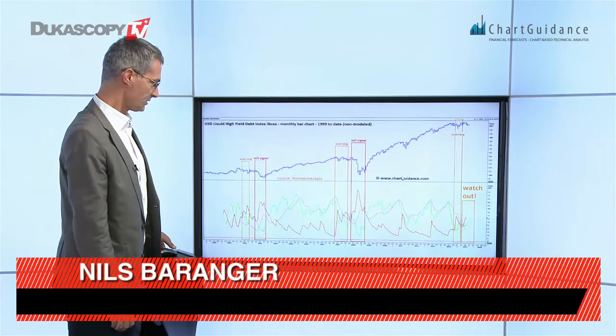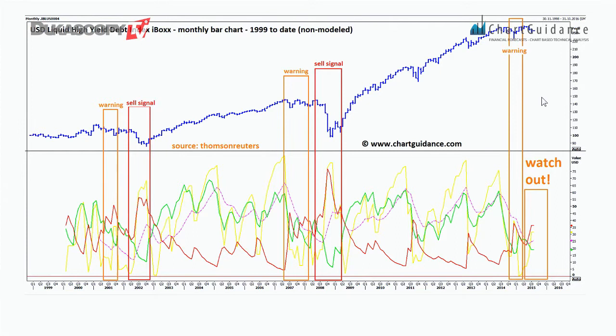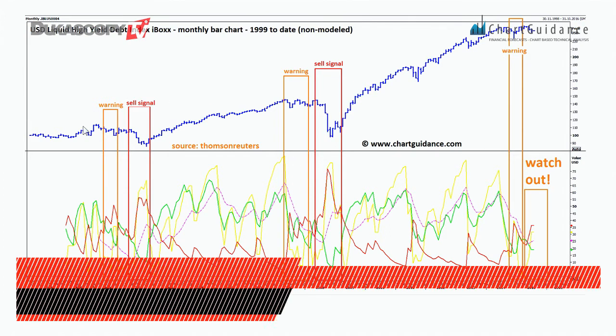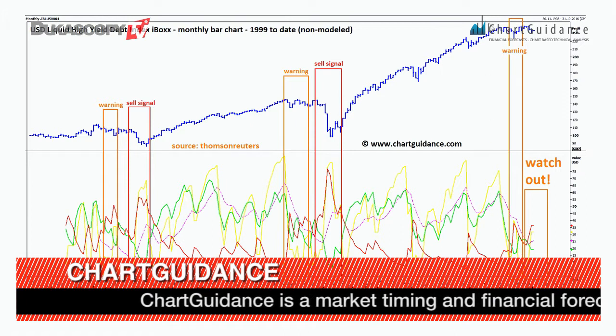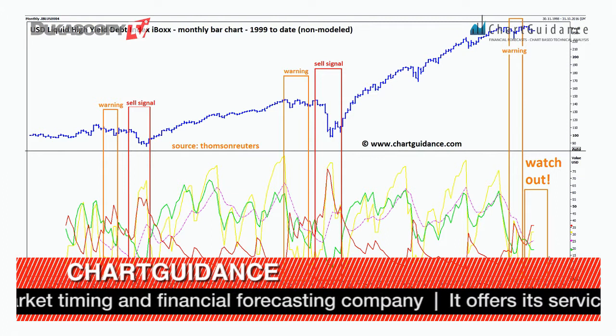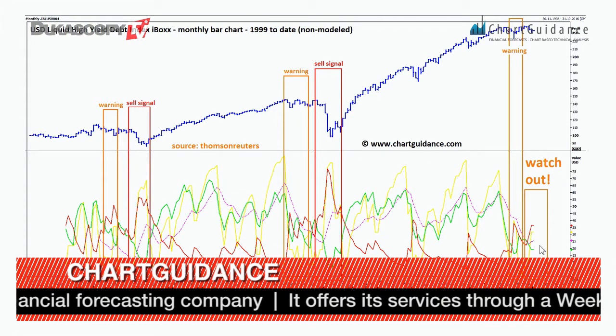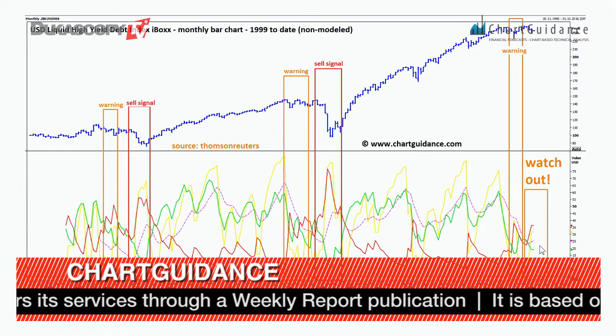On the next slide, something more to watch out for, which is the directional movement and its components. We had the warning signal, the same one we had previously in 2007 and 2001, to be followed by the sell signal. So we had the warning signal with the dip, the last dip, and now we are closely monitoring what could turn into a major sell signal within the next few weeks to few months.